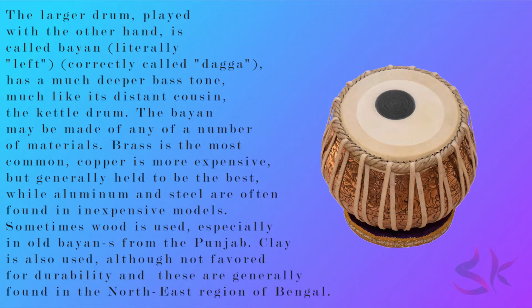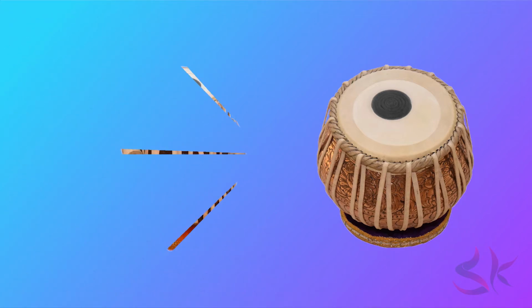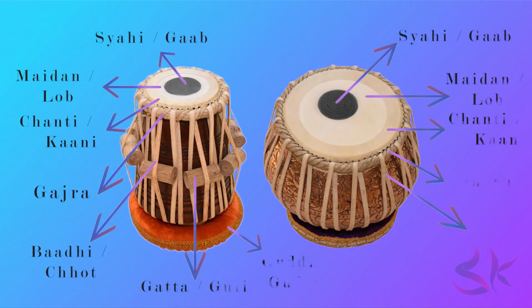The baya may be made of any of a number of materials. Brass is the most common. Copper is more expensive but generally held to be the best, while aluminum and steel are often found in inexpensive models. Sometimes wood is used, especially in old bayas from the Punjab. Clay is also used, although not favored for durability, and these are generally found in the northeast region of Bengal. In this picture, you will find the names of the parts of the tabla and the baya.